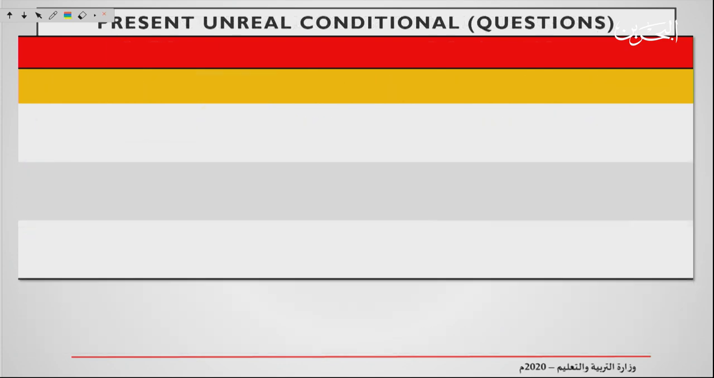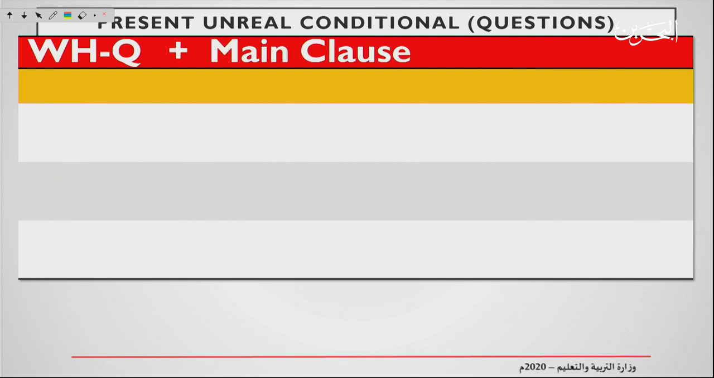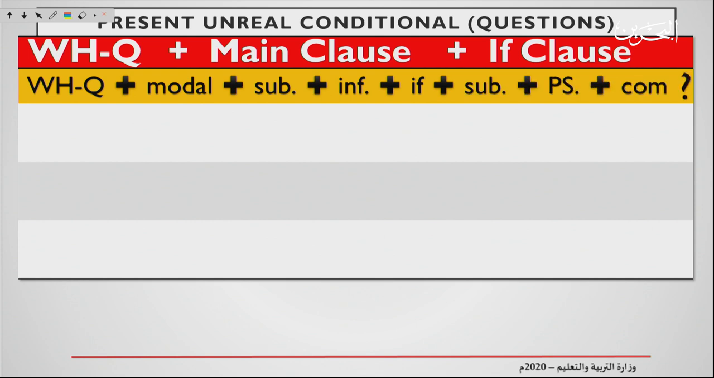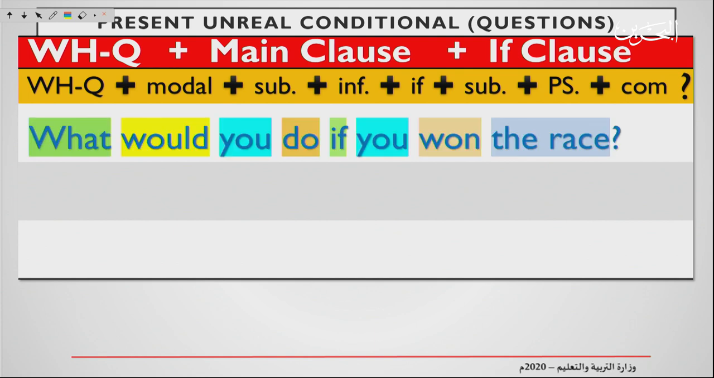All right. Now, present unreal conditional questions. How to form questions? Let's check. WH question word plus main clause plus if clause. So, I start with the WH question word plus a modal plus a subject plus an infinitive plus if, a subject, past simple, and complement with a question mark. Let's check the example. What, WH question word, would, modal, you, subject, do, infinitive, if you won, past simple, the race, complement of the sentence, question mark. What would you do if you won the race?